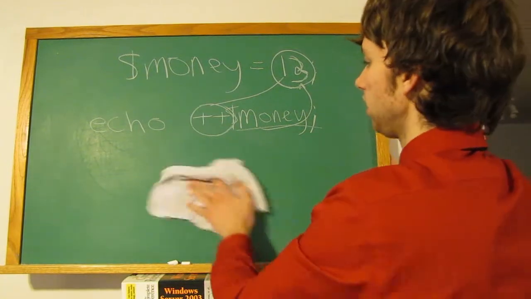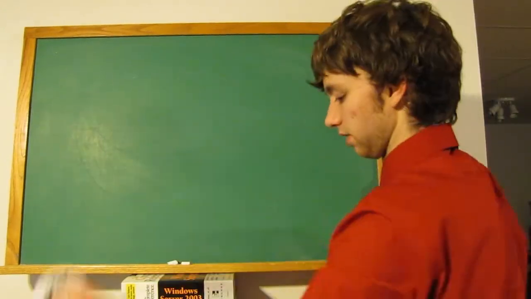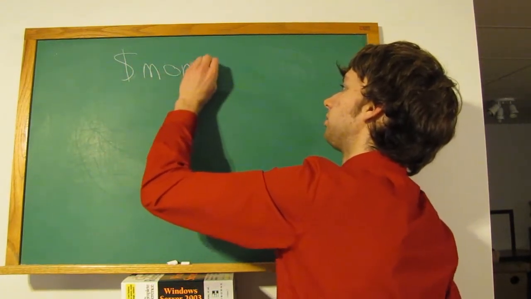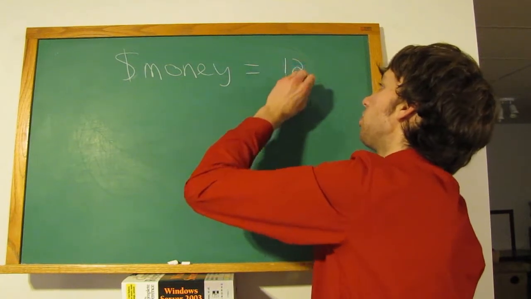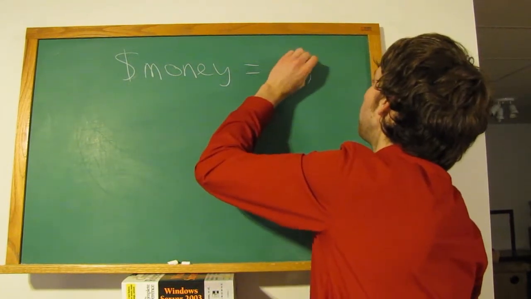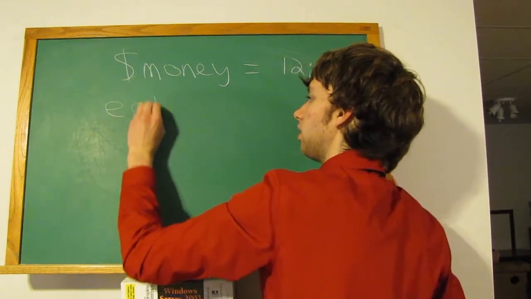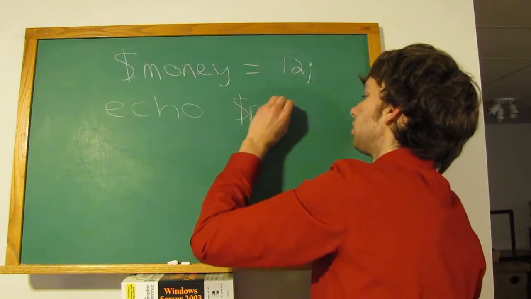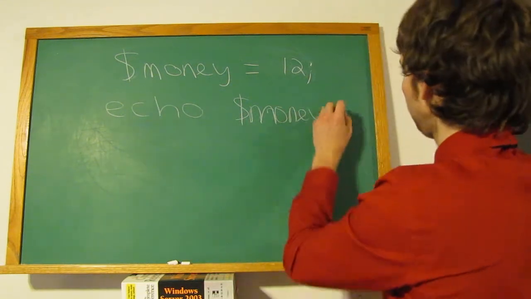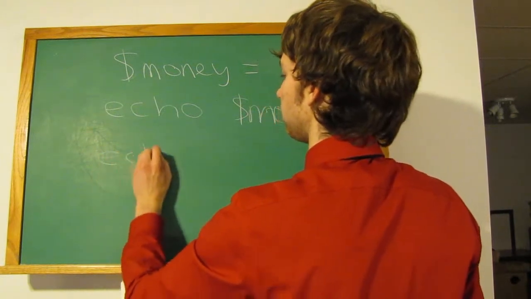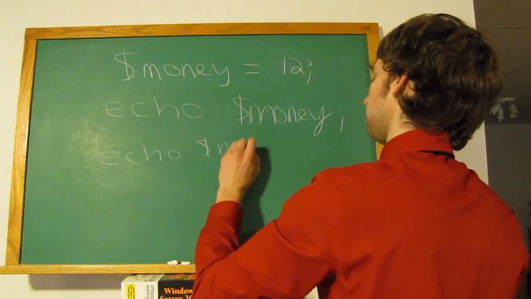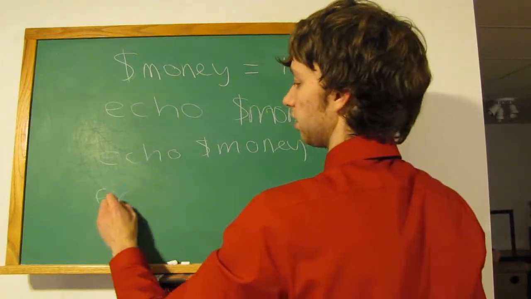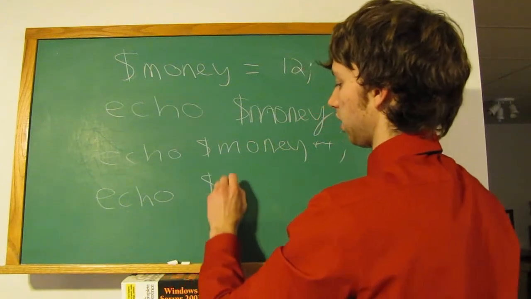So one more example here. I'm just going to erase everything just so it's clear. Money is equal to 12, okay? We're going to echo money, then we're going to echo money plus plus, and then finally we're going to echo money again.